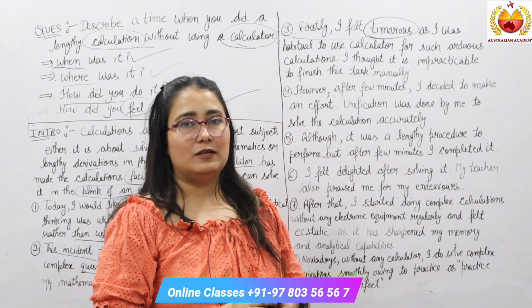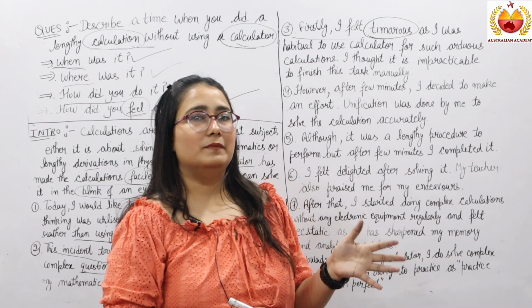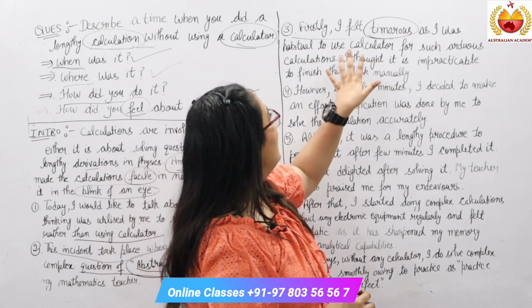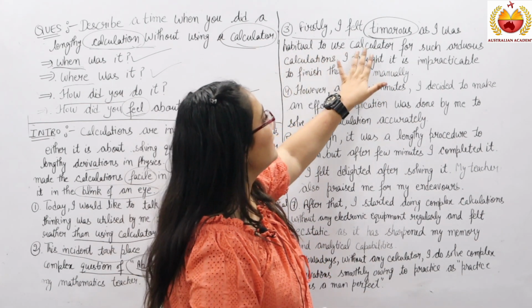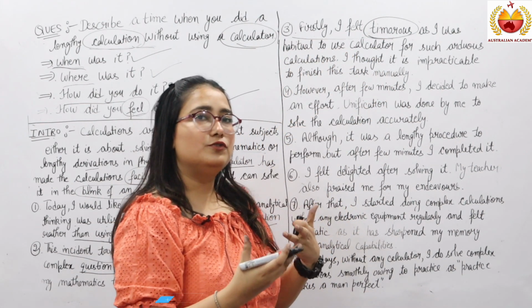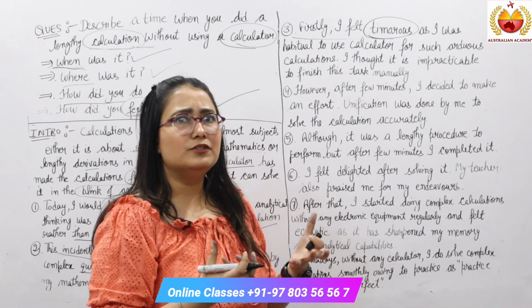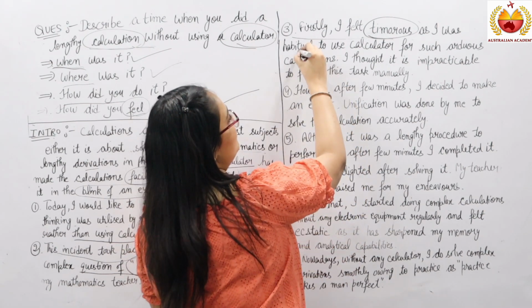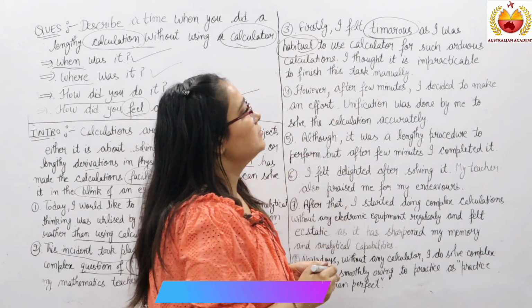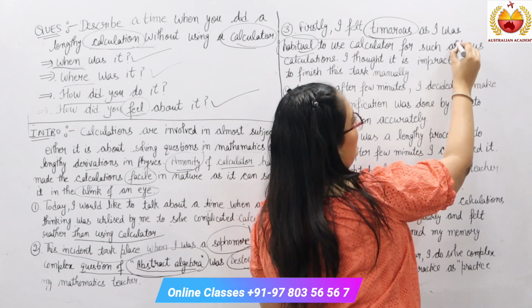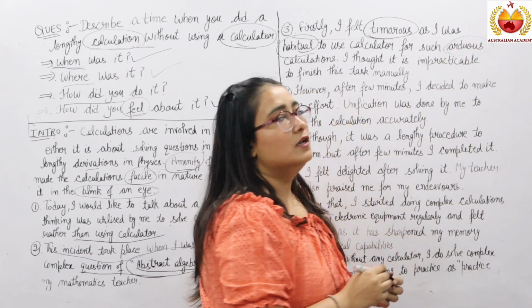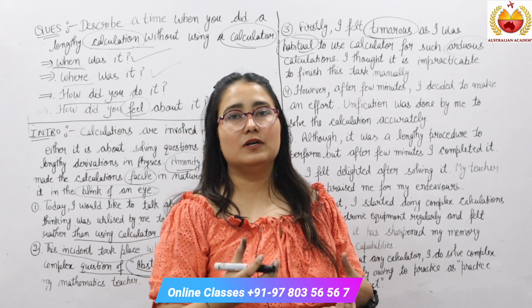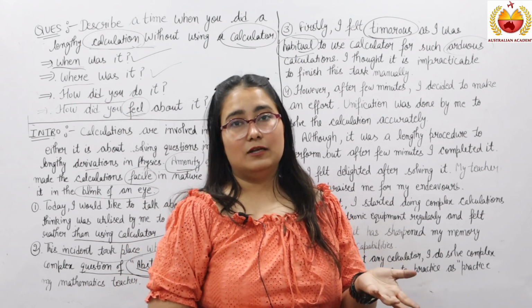Obviously we use a calculator, but at that time we had to complete it without using any calculator. So in the beginning we felt nervous, as I was habitual to using one. Habitual means a task which we do regularly. So we are so addicted to using a calculator. Here I am just mentioning the addiction. So I was habitual to using a calculator for such arduous calculations. Arduous means difficult calculations. Most of the calculations which are difficult in nature, I was habitual to completing by using a calculator.